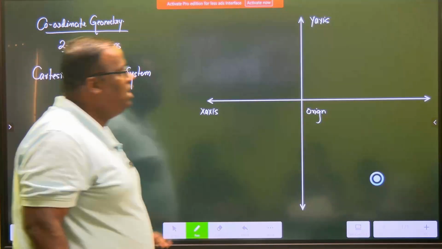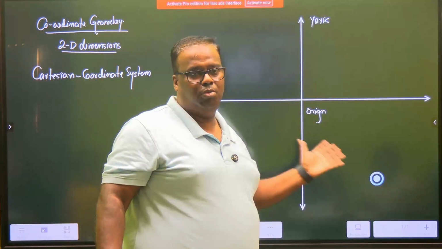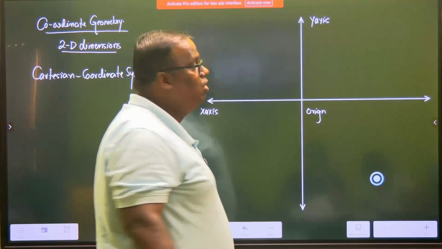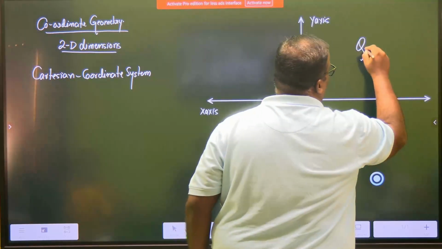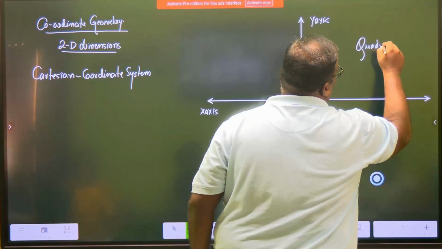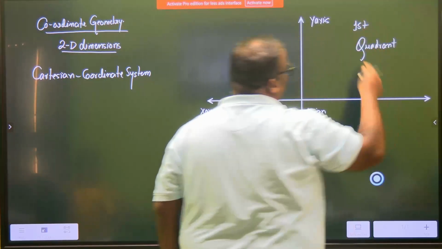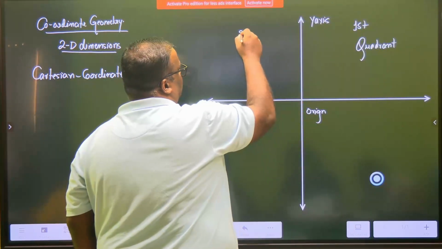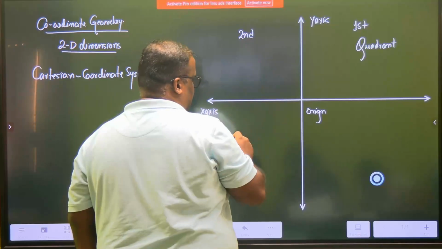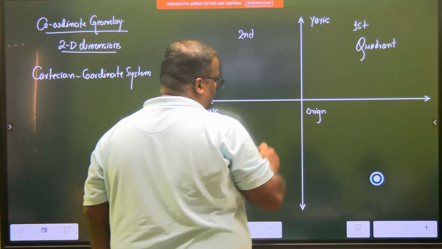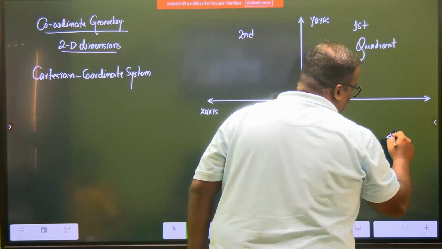Now, 4 quadrants are born out of this. How many quadrants are born? 4 quadrants. Q-U-A-D-R-A-N-T, quadrant. This is known as my first quadrant. We always move anti-clockwise. Trigonometry also we will use this. This is known as my second quadrant. This is my third quadrant. And this is my 4th quadrant.